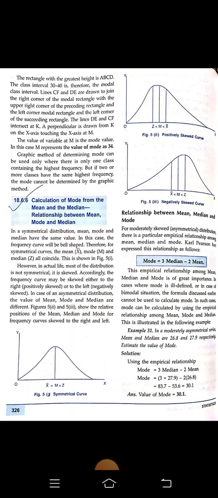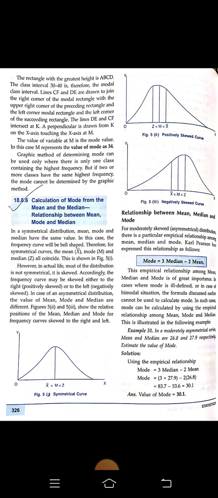In figure 5.1, however, in actual life, most distributions are not symmetrical. They are skewed. The frequency curve may be skewed either to the right, that is positively skewed, or to the left, that is negatively skewed. In an asymmetrical distribution, the values of mean, median and mode are different, like in figures 5.2 and 5.3, which show the relative position of mean, median and mode for frequency curves skewed to the right and left.